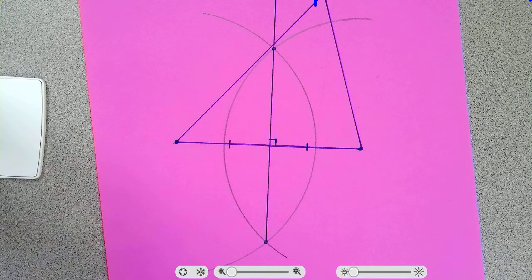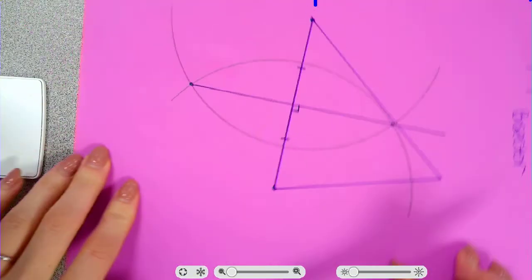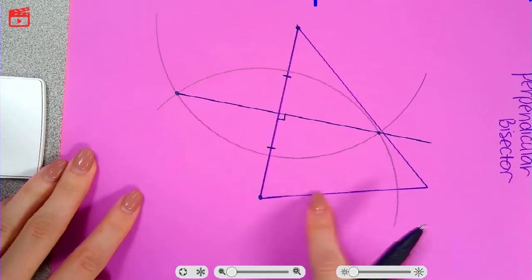So this one to me is the easiest one because you're literally just doing 2 things. Okay. Now make the perpendicular bisector for one more side. Not all 3, just one more. So I'm going to turn my paper this way. And I'm going to make it for this one right here.